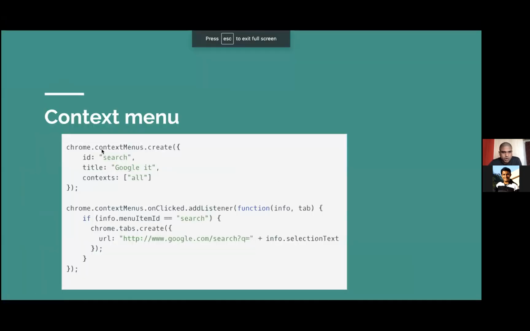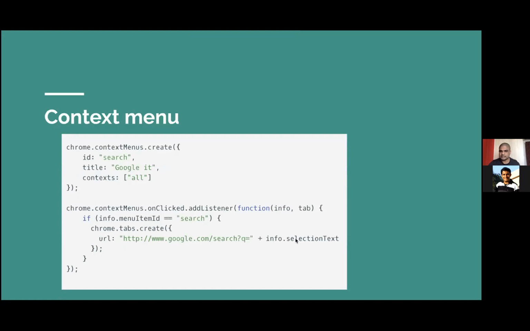So I have a Chrome context menu. I have added the ID as search and the title as Google it. Then the context is all. When you click on it, you need to check the ID, since you can have multiple context menus. If the ID is search, then I'm going to call chrome.tabs.create and append this particular URL, so the Google search will happen.